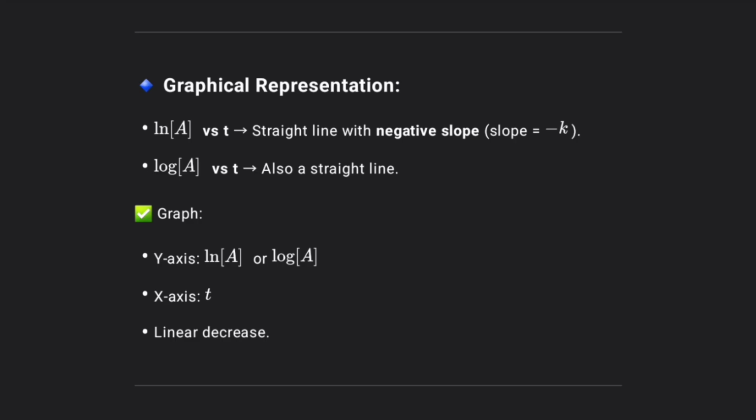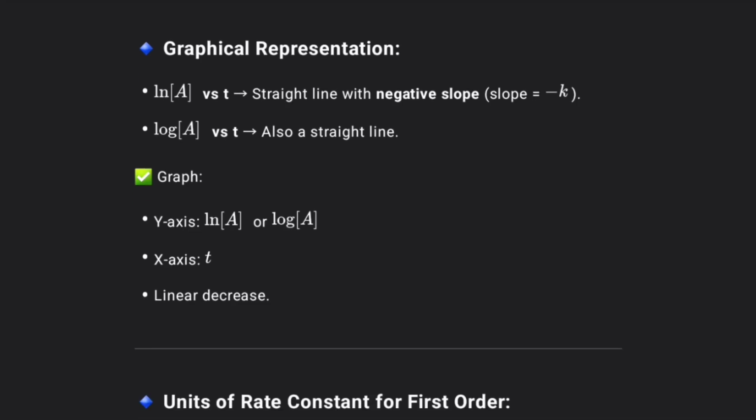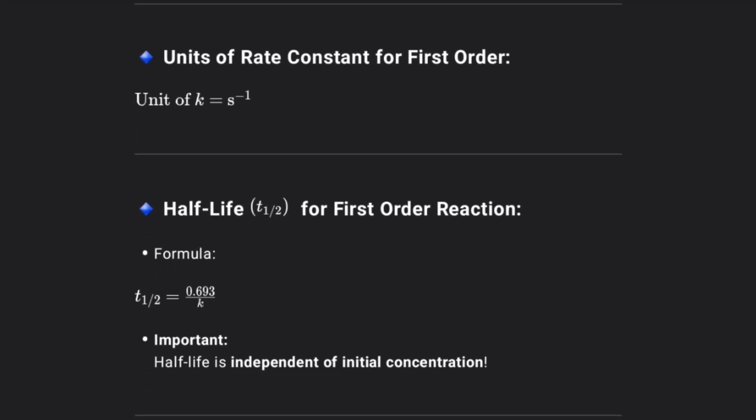Graphical representation: a straight line with negative slope, slope equals negative k. Plotting log A or ln A on the y-axis against t on the x-axis gives a straight line, a linear decrease. Units of the rate constant for a first-order reaction: the unit of k is s⁻¹.